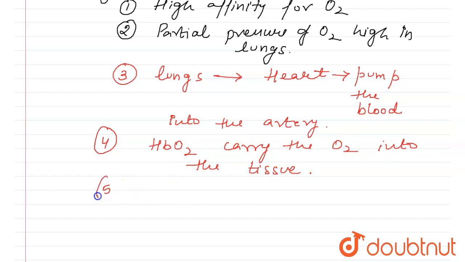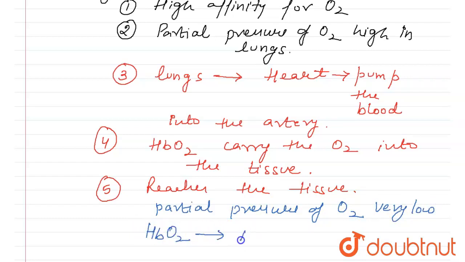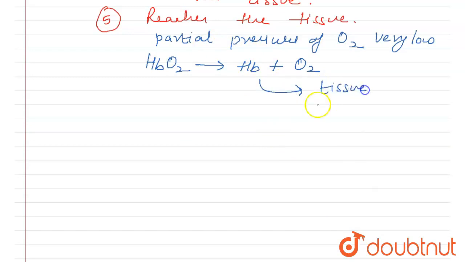Now when this oxygenated hemoglobin HbO2 reaches the tissues where the partial pressure of oxygen is very low, what will happen? The hemoglobin will release the oxygen into the tissue. Now hemoglobin will release the oxygen into the tissues and it will take up the CO2 from the tissues.